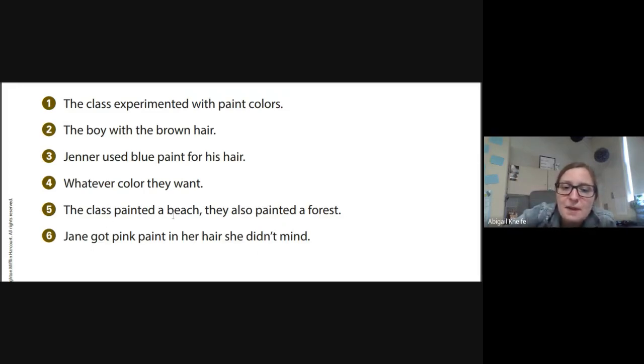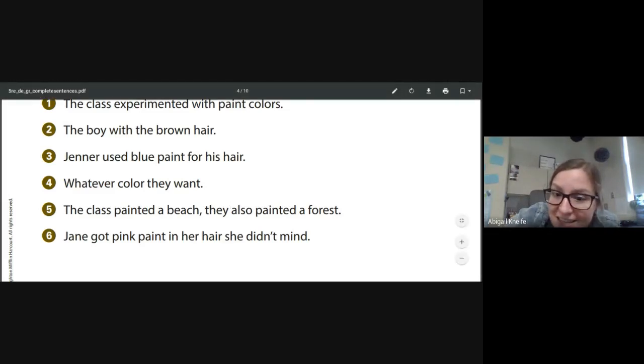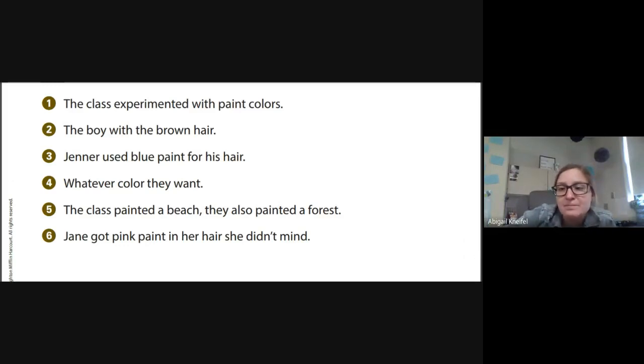Number five, the class painted a beach, comma, they also painted a forest. So which one's this one? This one should be a giveaway because there's something in the middle of our sentence. Is it a sentence? Sentence fragment, comma splice, run on. What is it? Yay, you guys are all correct. It is a comma splice. Good job. There's a comma in it. It's like a dead giveaway.